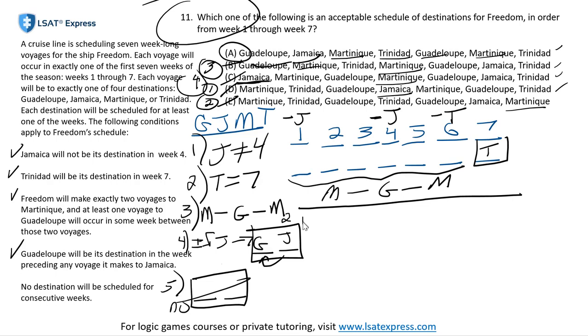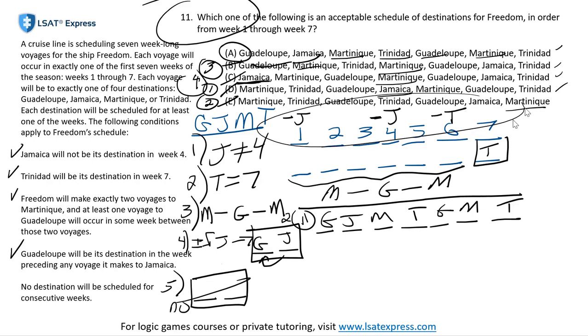So let's do that. Question 11. I'll write my 1, 2, 3, 4, 5, 6, 7 spaces. I'll bring the T down from the master sketch. GJMT, GJMT, GMT. So we'll do this, and then we'll look at the rules starting at the top of the diagram. So we made a deduction, T cannot be 6. Nope, T is not 6, so that's fine.